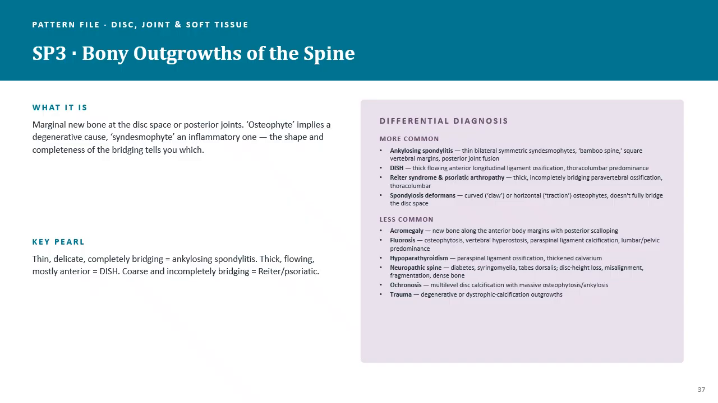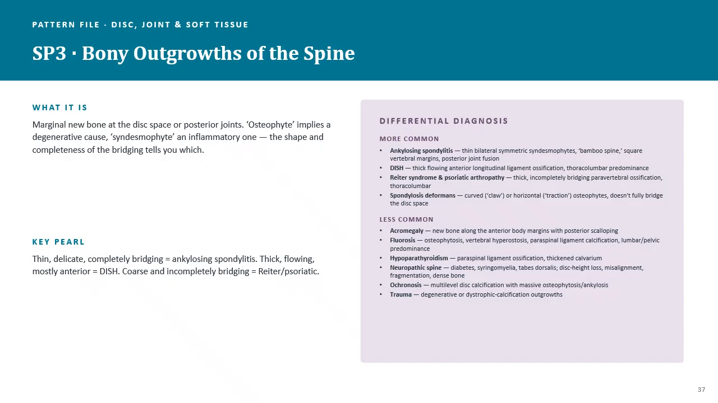So again, when we see extra bone on a spine image, it can be a bone spur, or it can be considered a bone spur. So again, we want to ask ourselves, is it thin or is it thick? We want to ask ourselves, is it completely bridging the vertebrae?